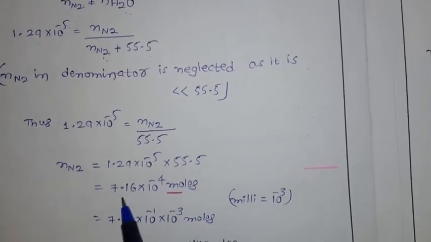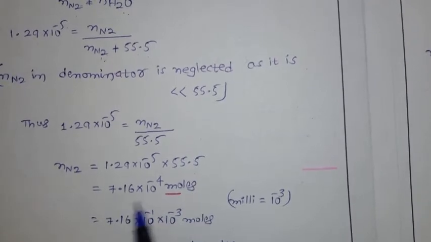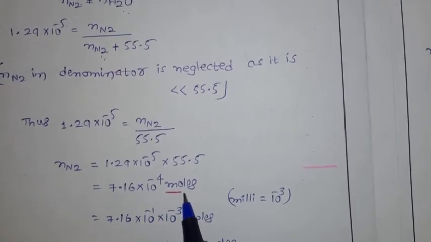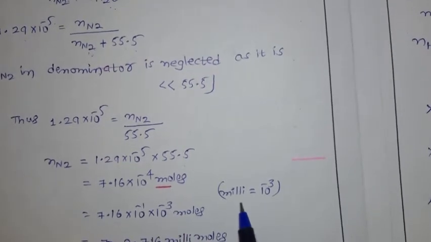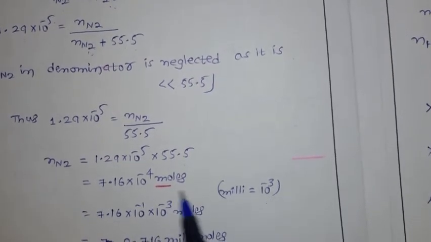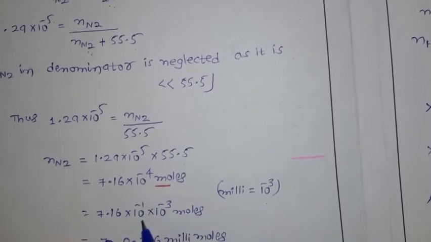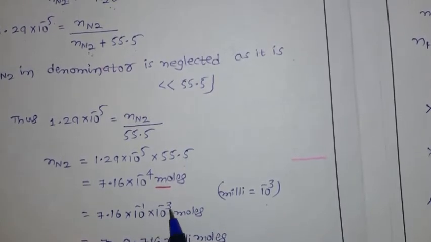So if you go for the moles, how much are you going to get? This many moles you are going to get. But what is the question they are asking in? Millimoles. Okay. As you know very well, milli means what? 10 to the power of minus 3. So here I am going to write this 10^-3 as what? 10^-1 into 10^-3.